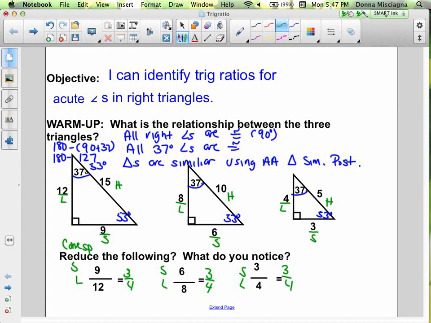So corresponding sides, and actually put this in your notes somewhere. You don't have to write anything else down, just what I'm writing right now. Corresponding sides of similar triangles are in the same ratio.